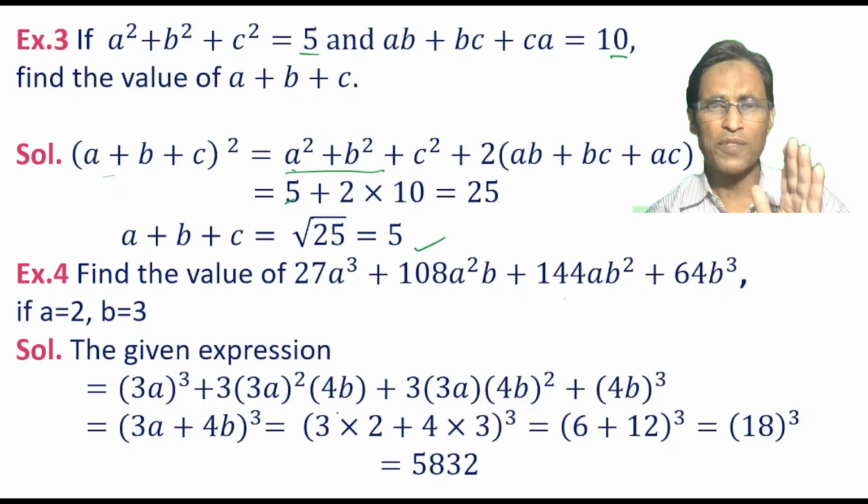Now this comes clearly on the identity a plus b to the whole cube, and so a means 3a and b means 4b.